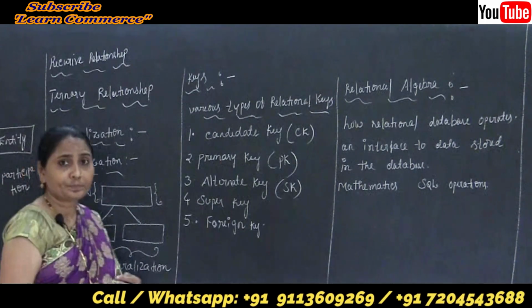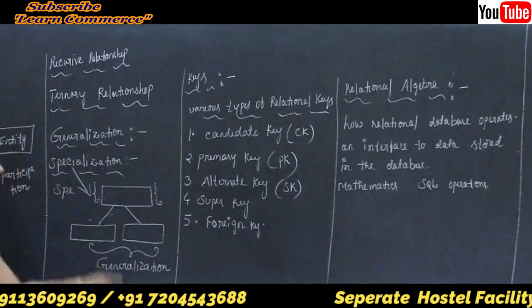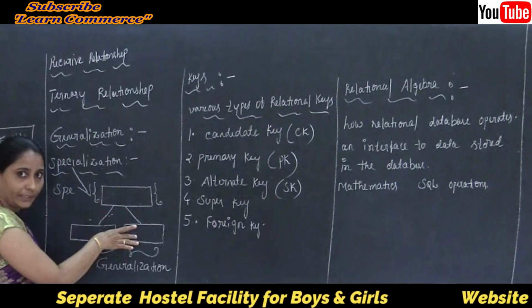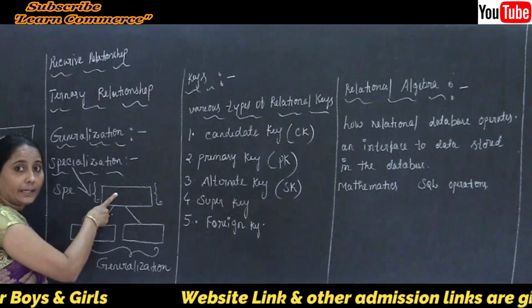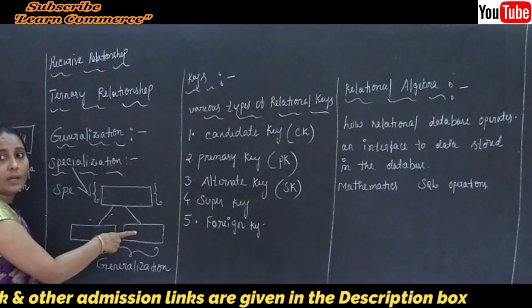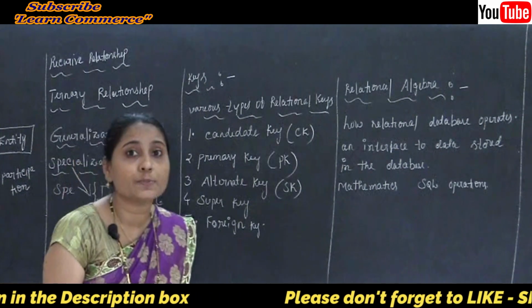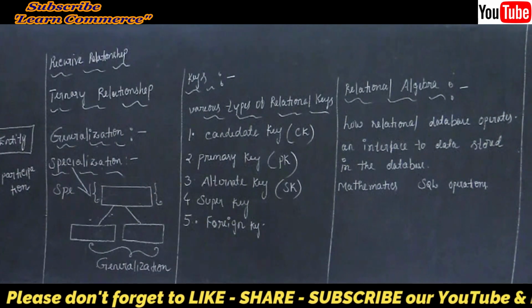Specialization means it is a top down approach in which one higher level entity, these are the lower level entities and this one is the higher level entity. The higher level entity can be broken down into two lower level entities, and this is called specialization. So the meaning of generalization and specialization is clear.